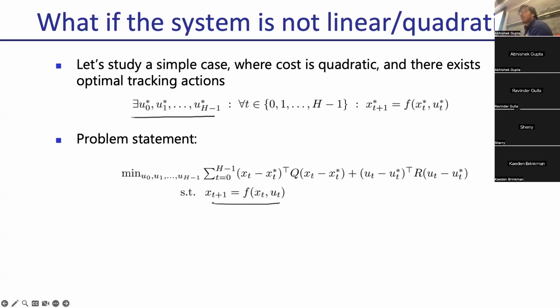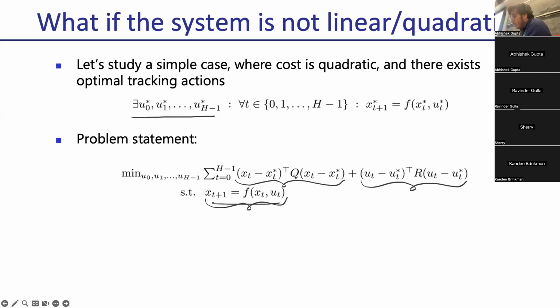Let's not worry about nonlinear cost or non-quadratic cost. Let's just say the cost was quadratic, but the dynamics were nonlinear, okay? So your optimal control problem is going to be: you have quadratic cost, but you have nonlinear dynamics, yes?